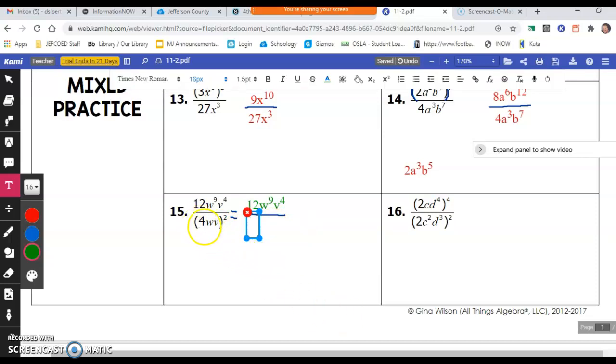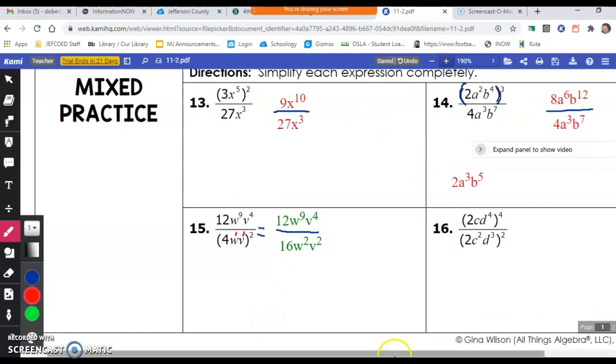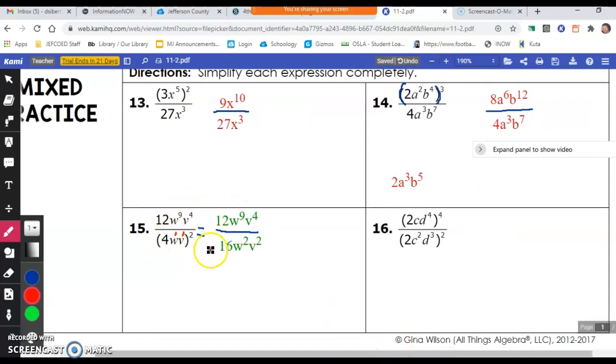Okay, so here, remember power rule says we have to raise our coefficient to that power. So what is 4 squared going to be? 16. So we have 16. W is going to be to the 2nd. And V is going to be to the 2nd. Don't forget, guys, I'm going to draw this in real quick. But remember, each of those variables is understood to be to the power of 1. Okay? Now, here we did our power rule.